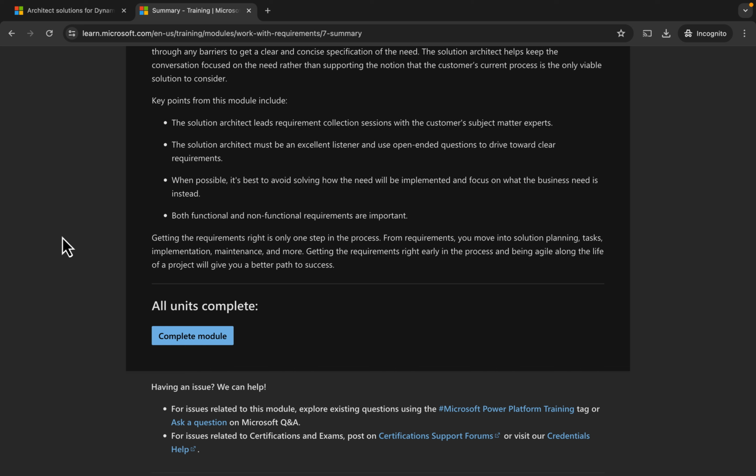Getting the requirements right is only one step in the process. From requirements, you move into solution planning, tasks, implementation, maintenance, and more. Getting the requirements right early in the process and being agile along the life of a project will give you a better path to success.